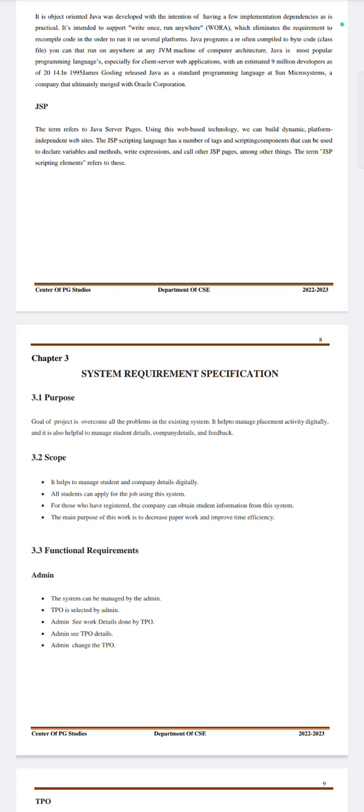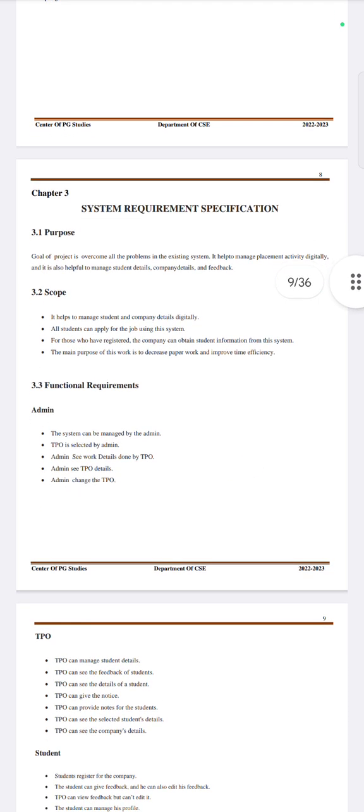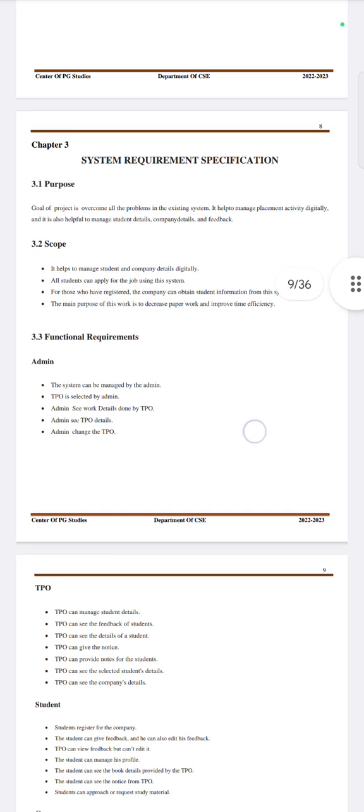System requirement specification. Chapter 3. Purpose: the goal of the project is to overcome all the problems in the existing system. It helps to manage placement activity digitally, and it is also helpful to manage student details, company details and feedback. Scope: it helps to manage student and company details digitally. All students can apply for jobs using this system. The main purpose of this work is to decrease paperwork and improve time efficiency.